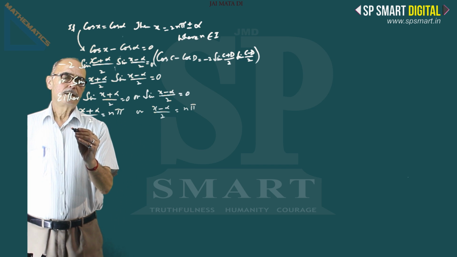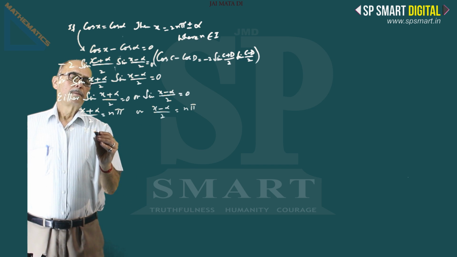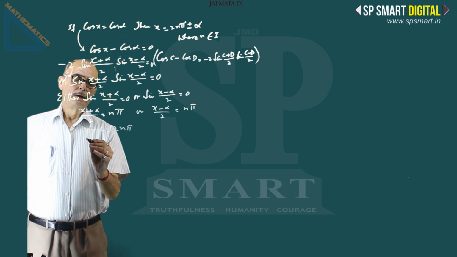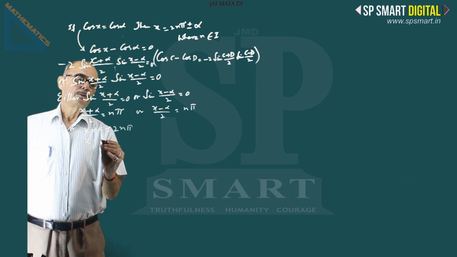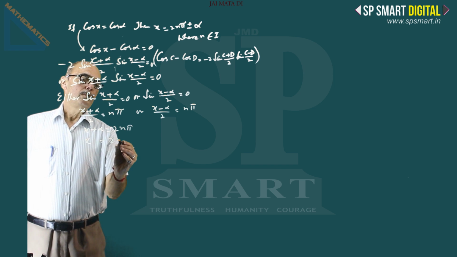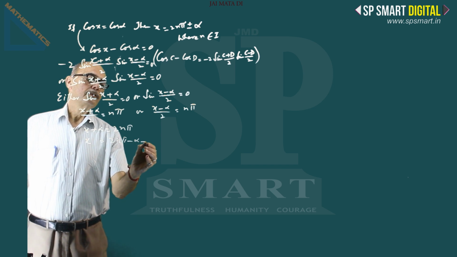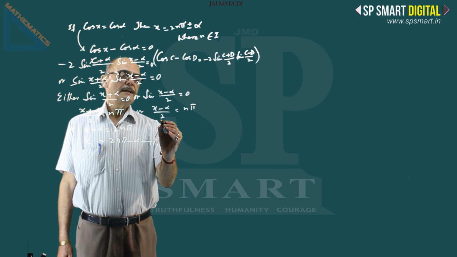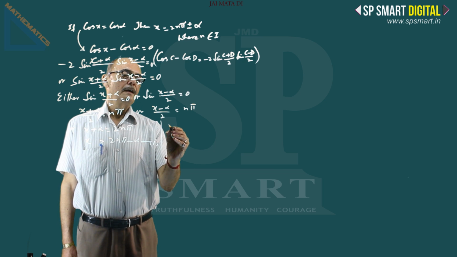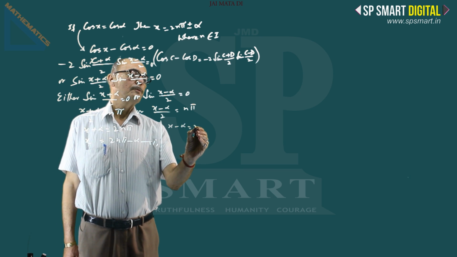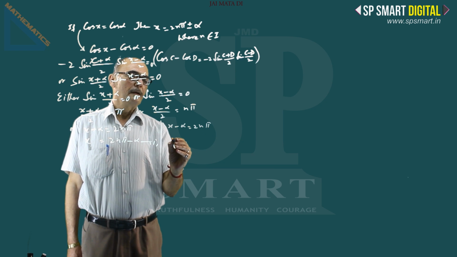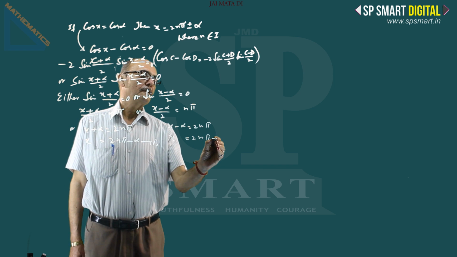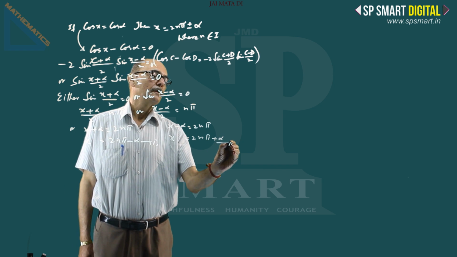Multiply crosswise here, or x plus alpha equal to 2 n pi. Therefore, x equal to 2 n pi minus alpha. This is the first result. In the other case, we have x minus alpha is equal to 2 n pi, x equal to 2 n pi plus alpha. This is the second result.